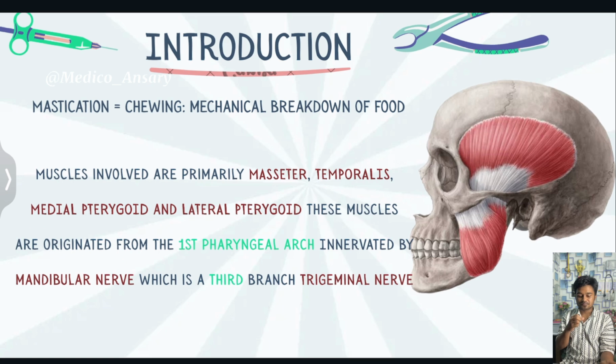First, introduction. Mastication means chewing, the mechanical breakdown of food. Muscles involved are primarily masseter, temporalis, medial pterygoid, and lateral pterygoid. These muscles originate from the first pharyngeal arch and are innervated by the mandibular nerve, which is the third branch of the trigeminal nerve.